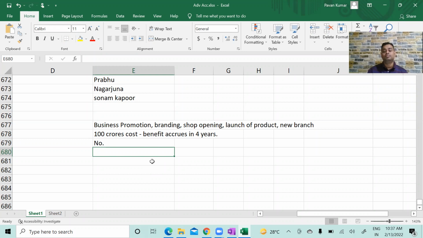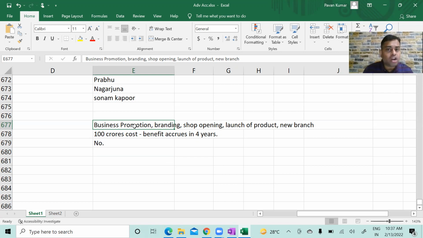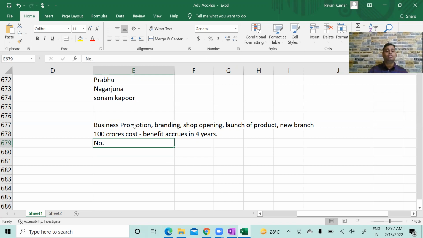No. Whoever does these things, brand promotion, business promotion, branding, business development expenses, they estimate that they will get future economic benefits. But having said that, what is the basis? You cannot control the market share. So the answer is no.